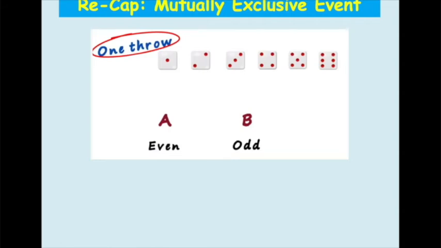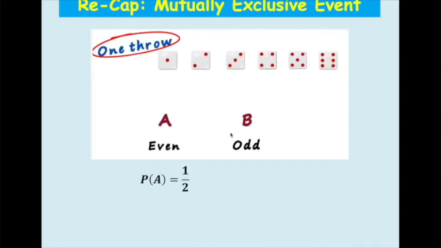Okay, next is about the mutually exclusive event. Let's consider throwing a dice. Remember, there's only one throw, and there are 2 events. Event A is the probability of getting an even number, which is equal to 1/2.